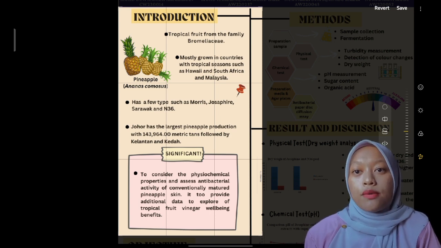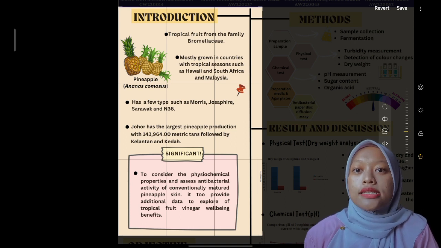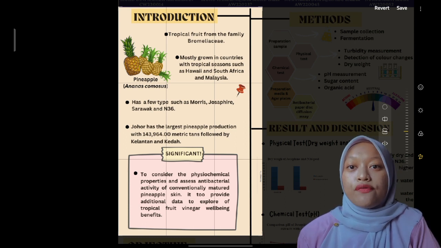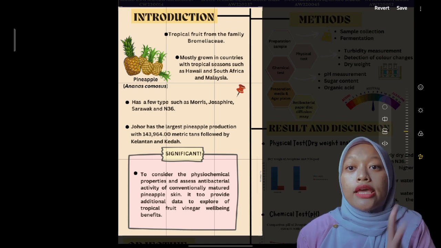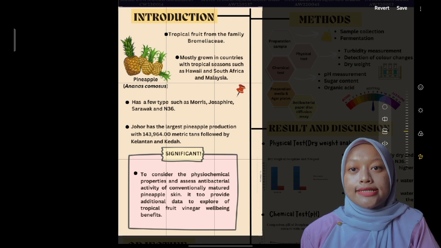This study comes about when awareness was born about the waste of the pineapple skin, which has a negative impact on the environment due to its high level of carbohydrate. In fact, it has characteristics that are very suitable for making vinegar. There are two types of pineapple that have been used in this study, which are N36 and Josephine.